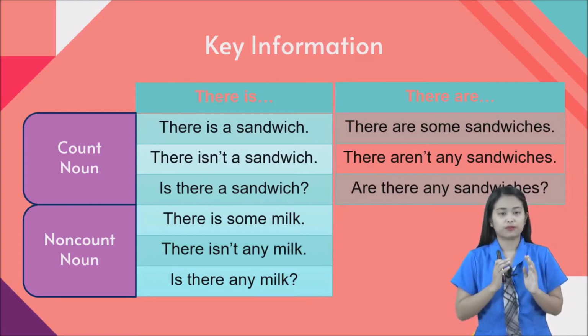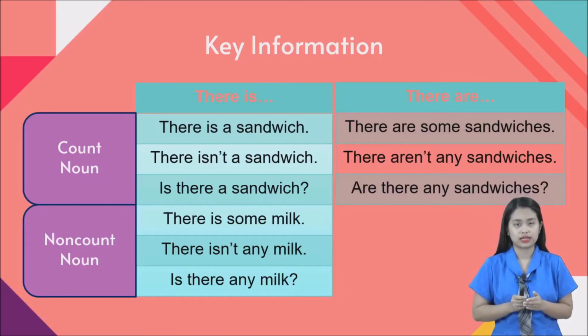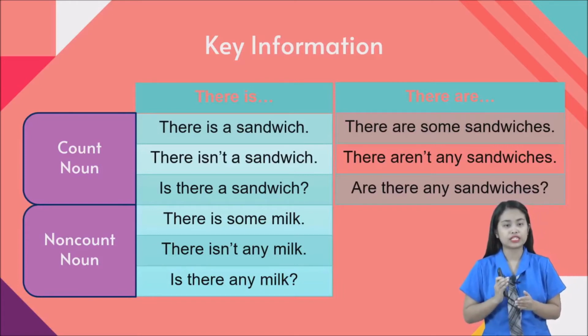So next, on the non-count noun under the there is. When we say non-count noun, kids, you have to remember that it is only on there is. So we have there is some milk. There isn't any milk. And is there any milk?